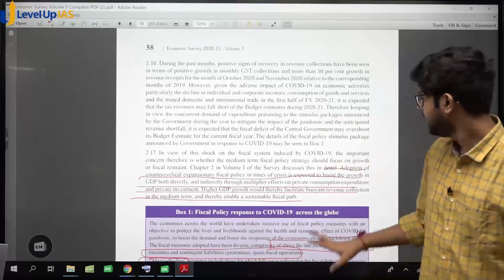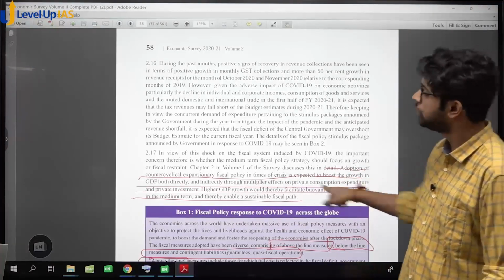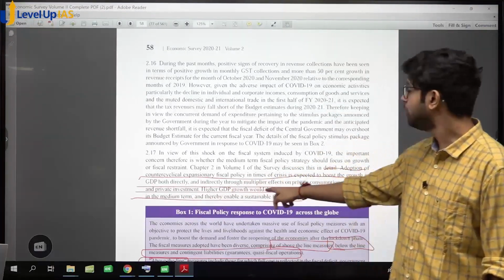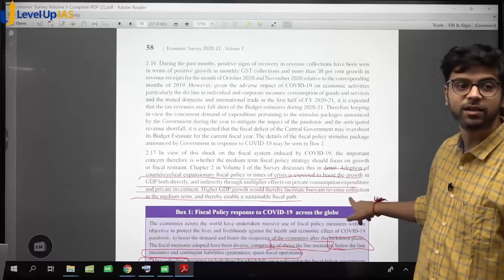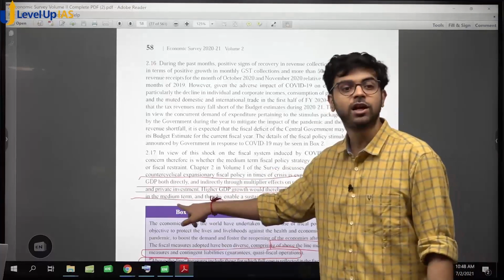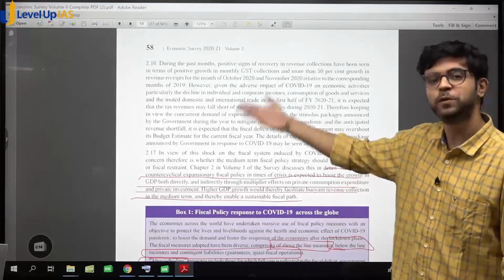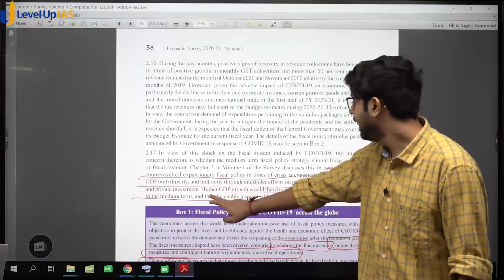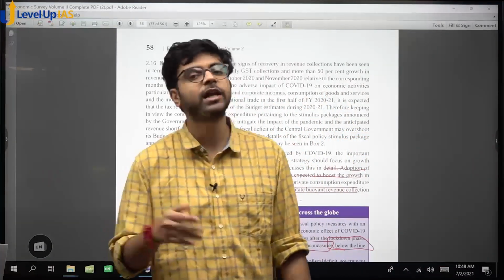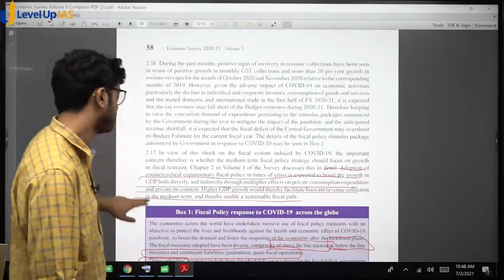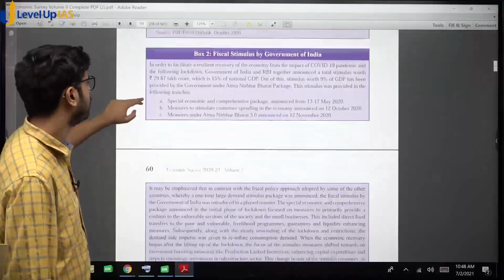Yes or no? What are they saying? Adoption of counter-cyclical expansionary fiscal policy in times of crisis is expected to boost the growth in GDP. How? Directly and indirectly through multiplier effects. Remember I told you about the multiplier effects on private consumption expenditure. What are they talking about? C. And private investment. What are they talking about? I. Higher GDP growth to thereby facilitate buoyant revenue collection, means higher than proportionate revenue collection in the medium term, and thereby enable a sustainable fiscal path. So when your revenue is buoyant, you can consolidate your fiscal policy. Yes or no? You can reduce your fiscal deficit. So thereby a sustainable fiscal path. Dekho. This is fine. This is very advanced. So we don't need to go here now.